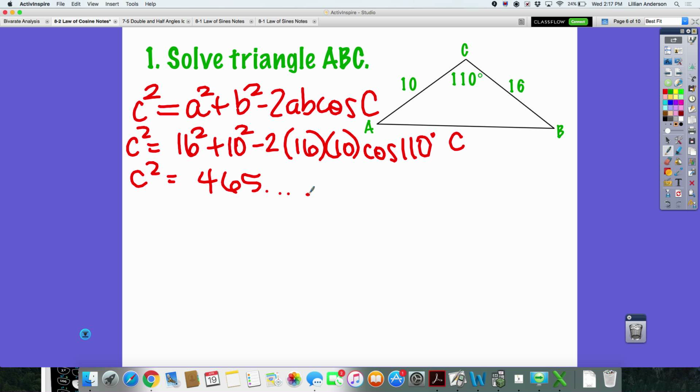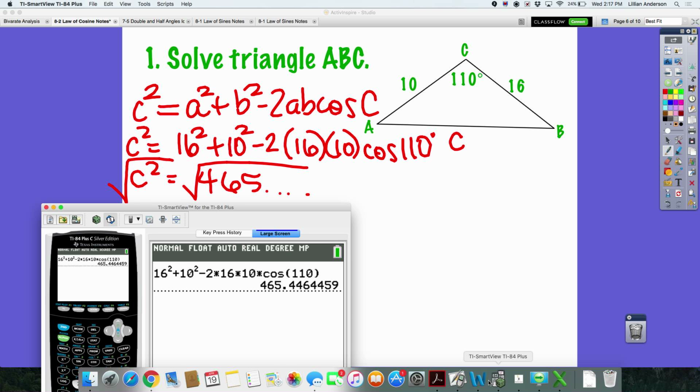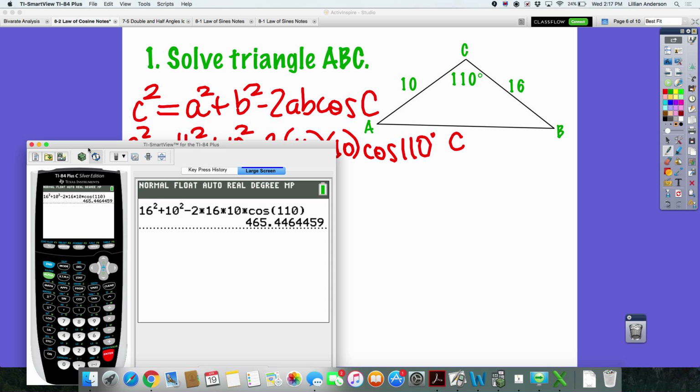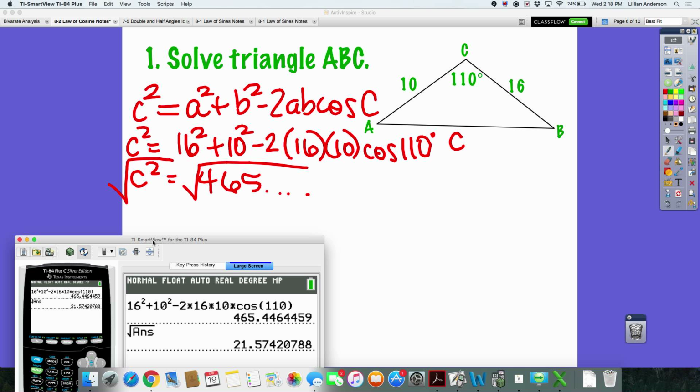But I'm solving for c, so what do I need to do? I'm going to square root this number that's in my calculator. Second x squared. And I'm just going to do second negative 1. It takes the whole thing. That ANS means the answer, the previous answer. So it's going to be 21.6. You guys get that? Yes. So c is 21.6.